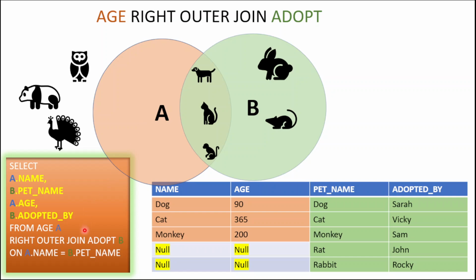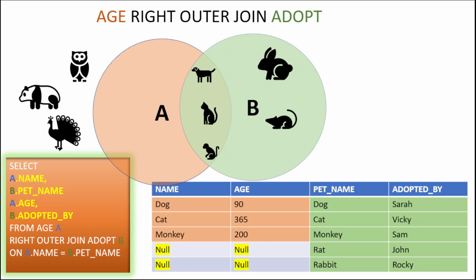And how do you write this query? You keep everything the same, you join the query in the same way how you joined the previous queries, and here you just specify that this is a right outer join, and that should do the work.